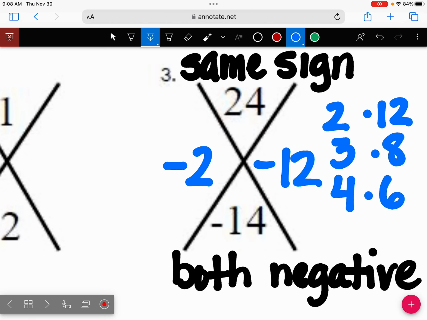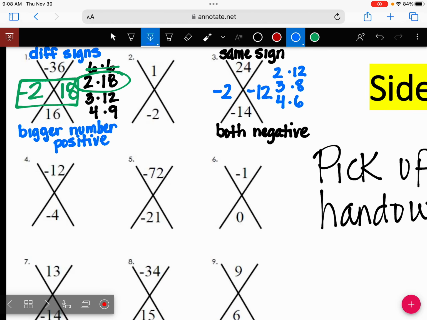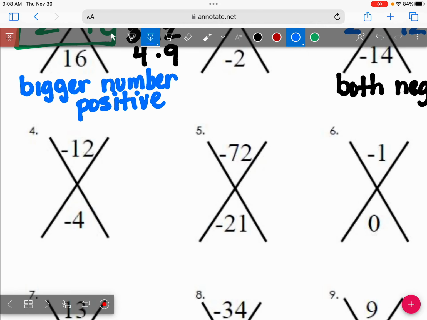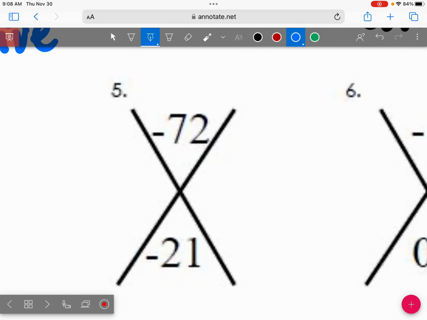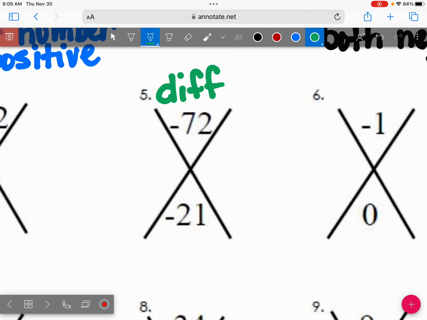All right. You skip around. Let's look at question 5. Number 5 has a negative at the top. So what does that tell me about the signs? Are they the same or different? Different. So let's write that. And because there's a negative 21 on the bottom, does that mean that the bigger number is positive or negative? Right, good. The bigger number is negative.